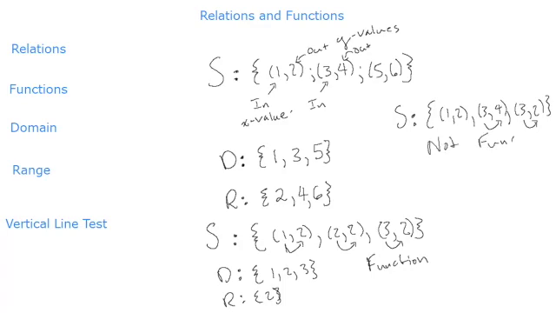Y'all see the difference? Okay. So if you have two different points where the input matches up with different outputs, it's not a function. In other words, think about an input as a button you push. If you push 3 down, then you get out 4. If I push 3 down again and get out 2, that's not a function.